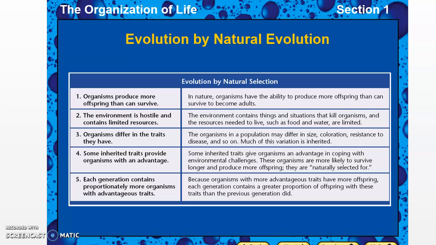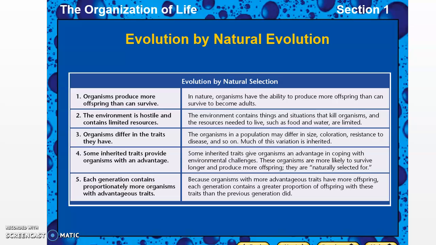So here are some key characteristics of evolution by natural selection. Organisms produce more offspring than can survive. So if you've ever seen fish that lay eggs, or any animal really, a lot of times they have more babies than will survive. Horseshoe crabs lay hundreds of eggs in the hopes that a few of them will survive and go on to become adults that will then pass on that DNA trait again.